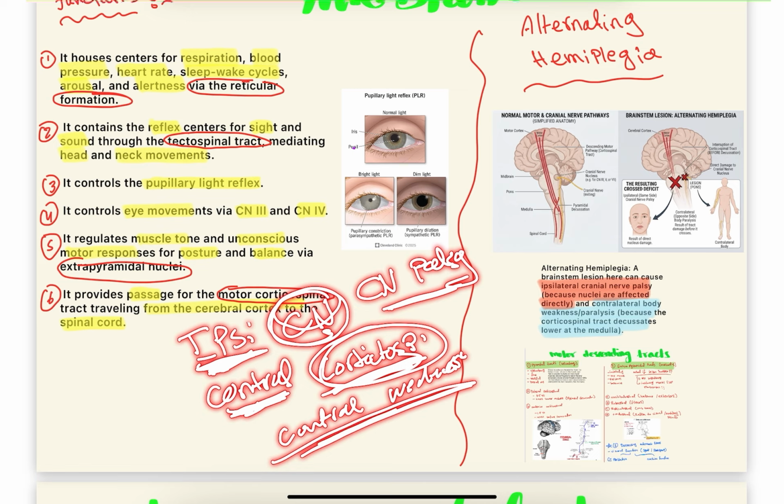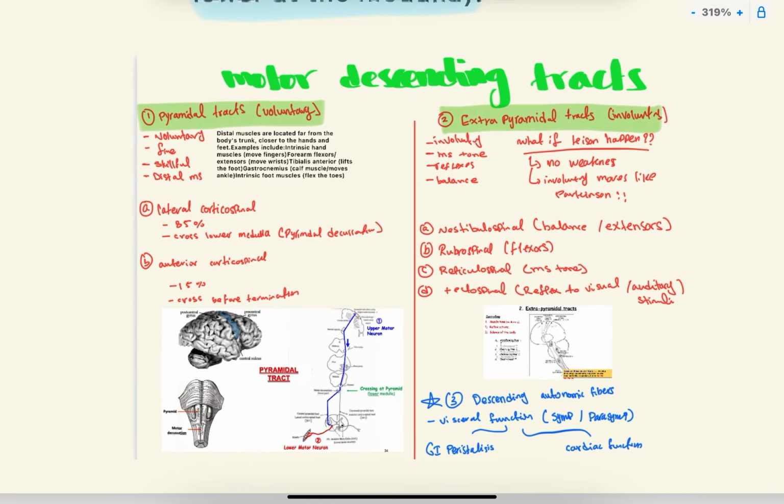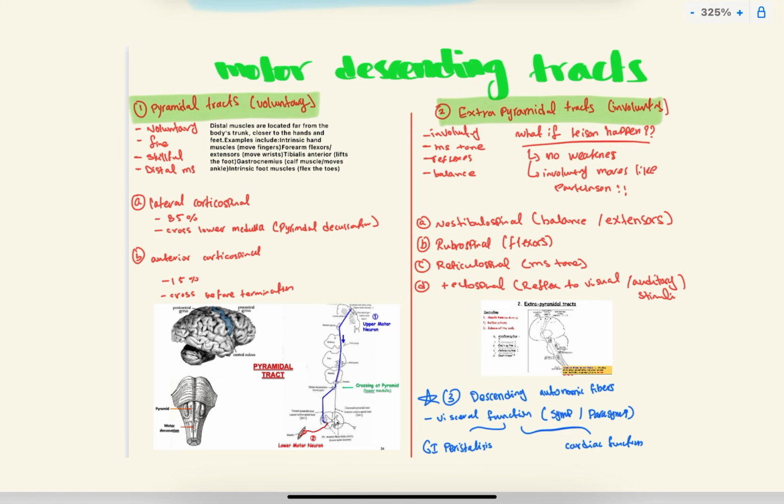Why is that important to know about the corticospinal tract? If you remember from the previous video, the corticospinal tract will decussate at the lower end of the medulla. So it will decussate lower at the medulla. So this is a reminder. You can pause the video and read about the corticospinal tract. This is from the previous video.